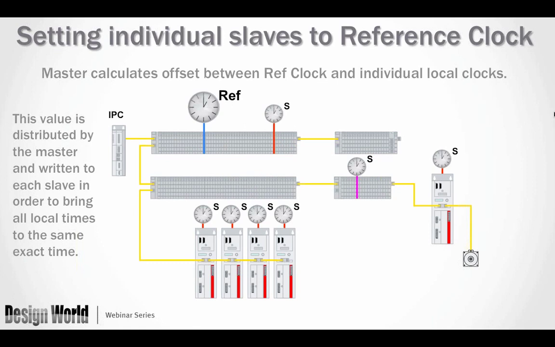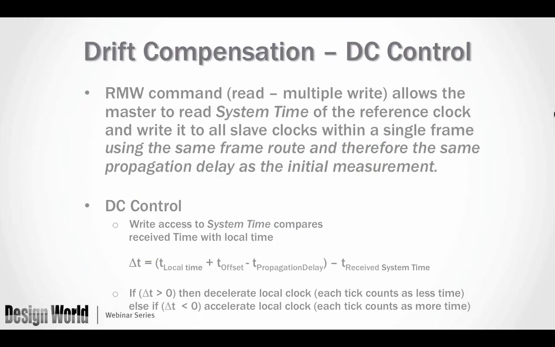And keep in mind, the master handles all this behind the scenes, so you typically don't have to do anything here. So now all of them are set to the same time, but they can drift because each oscillator could be running at a slightly different speed. So for this, we do drift compensation, and this is where that read multiple write command comes in.